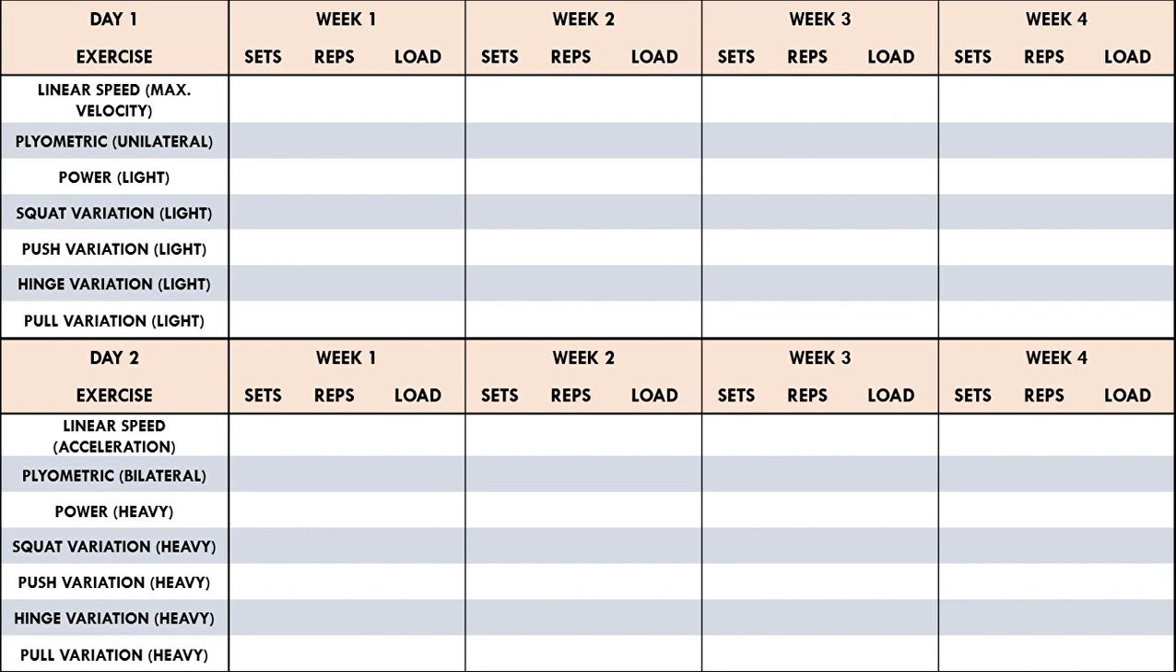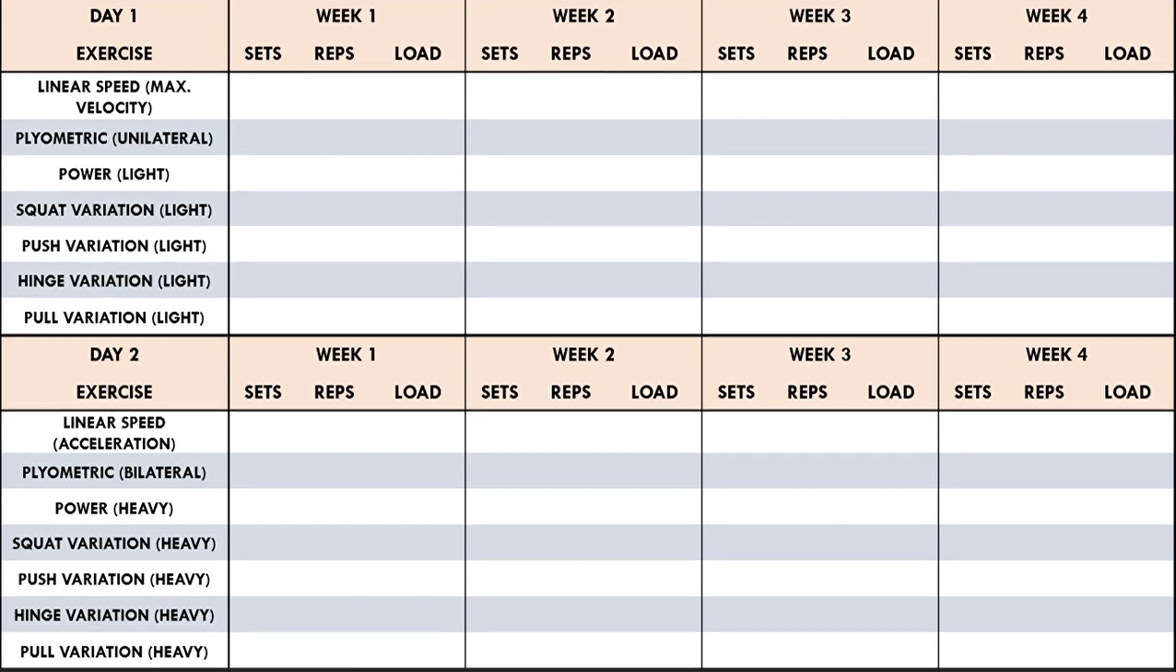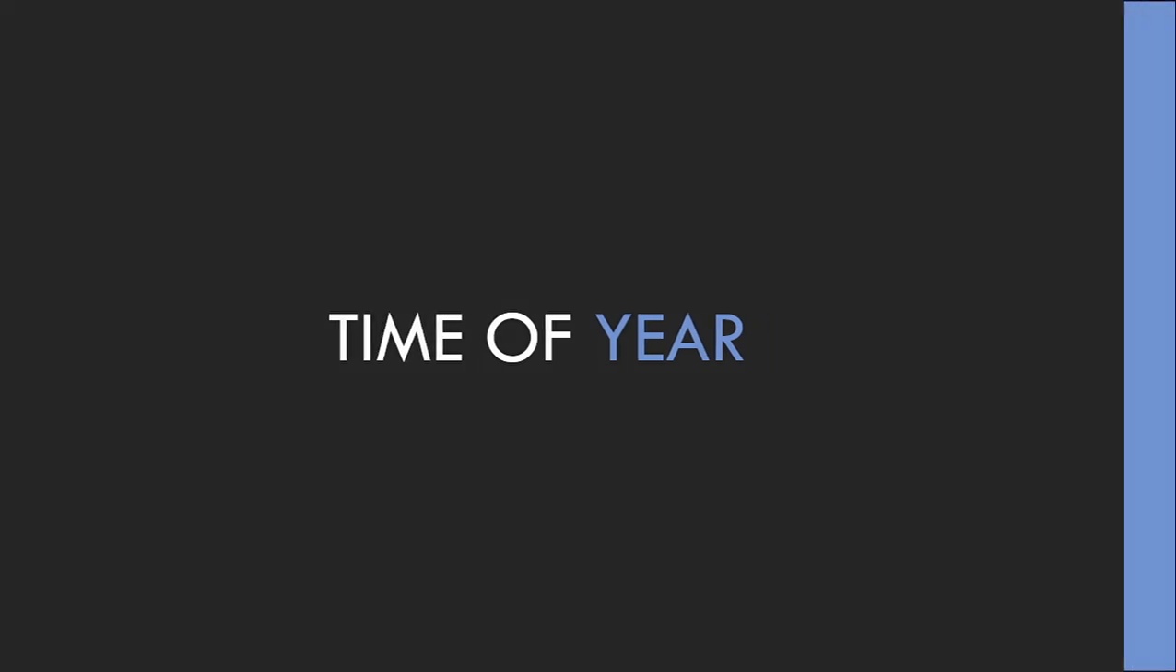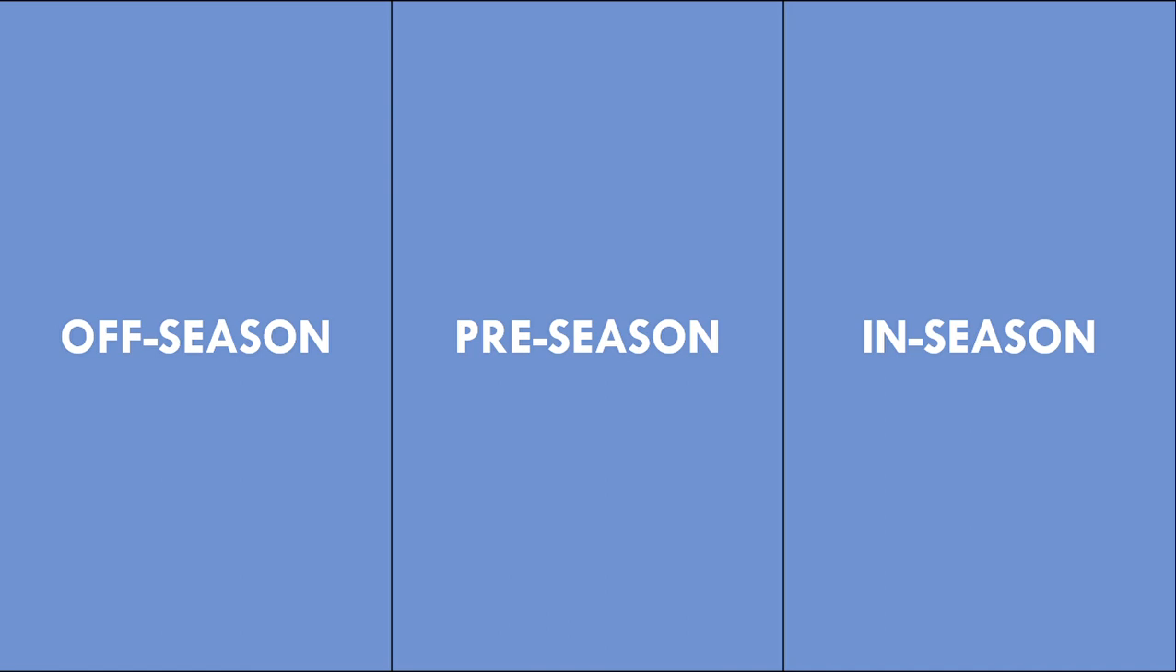Before planning the exact details of the mesocycle, we need to determine what time of the year this program will be. Depending on if the athletes are in their off-season, pre-season, or in-season periods, the program may look different. Let's have a look at how the mesocycle may look based on these 3 different times of the year. First, let's look at how an off-season mesocycle may look for a soccer team or athlete.